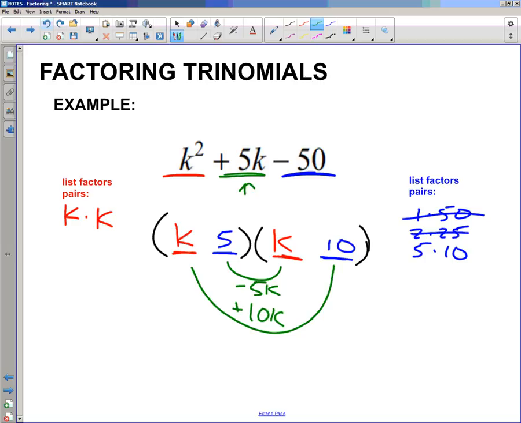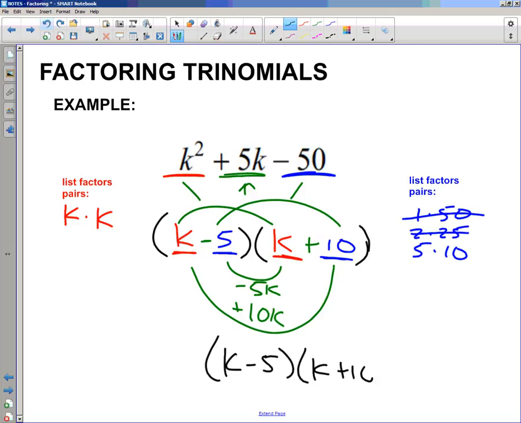All right, so let's look at our signs then. If I want this to be a negative 5k, then we're going to need a negative 5 there. If I want this to be a positive 10k, I'm going to need a positive 10 there. So we can do a quick check here at the end and make sure everything's working out. k times k gives us k squared. Negative 5 times positive 10 does give us the negative 50 that we need there. And we've already checked the middle term, so I'm feeling pretty confident. Final answer here, we've got k minus 5 and k plus 10.